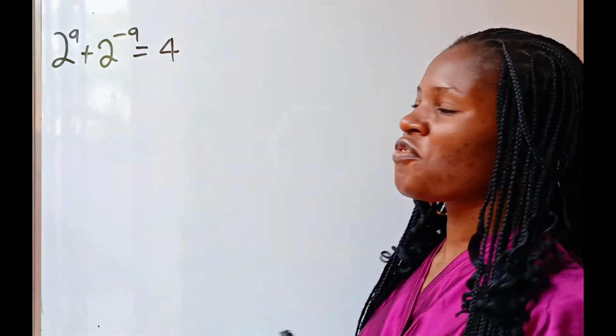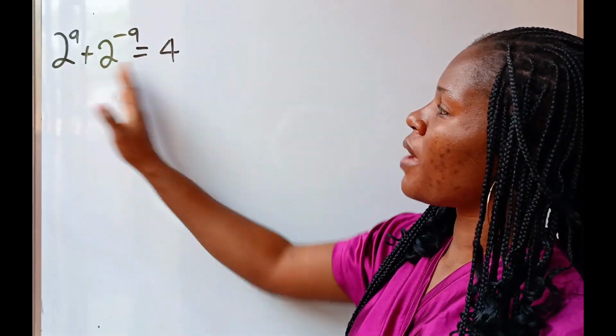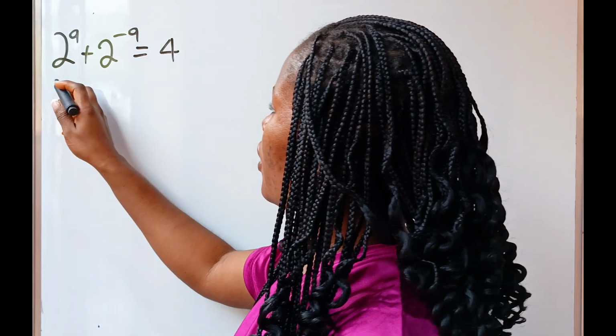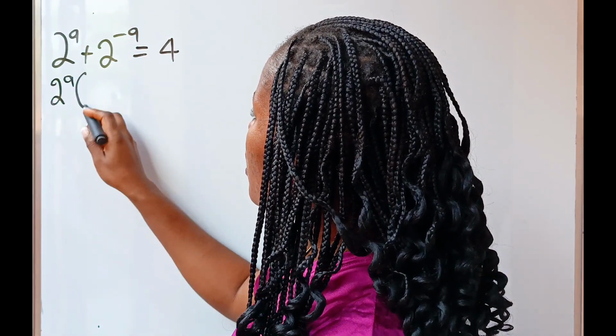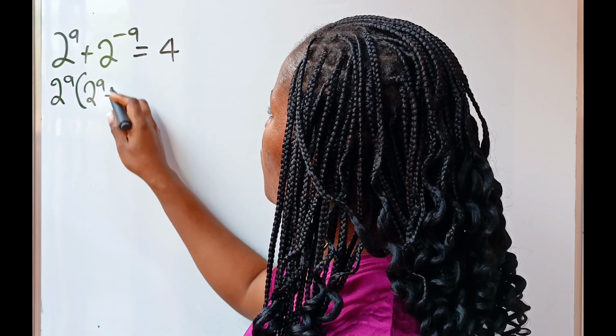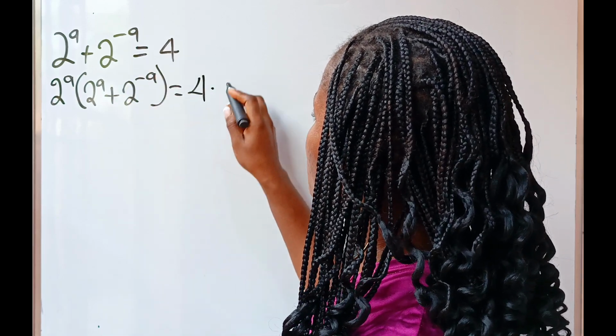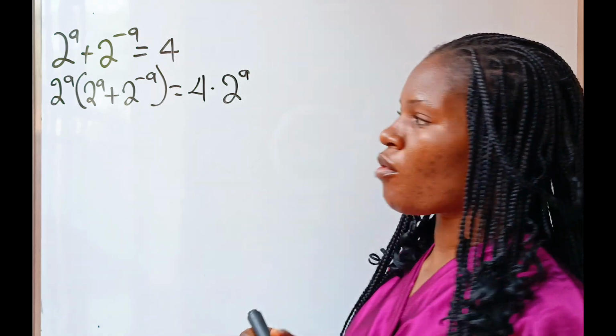Hello, let's solve for a. First, we are going to multiply both sides of this equation by 2 to the power of a, okay? So we are going to have 2 to the power of a multiplied by (2 to the power of a plus 2 to the power of minus a) is equal to 4 multiplied by 2 to the power of a.